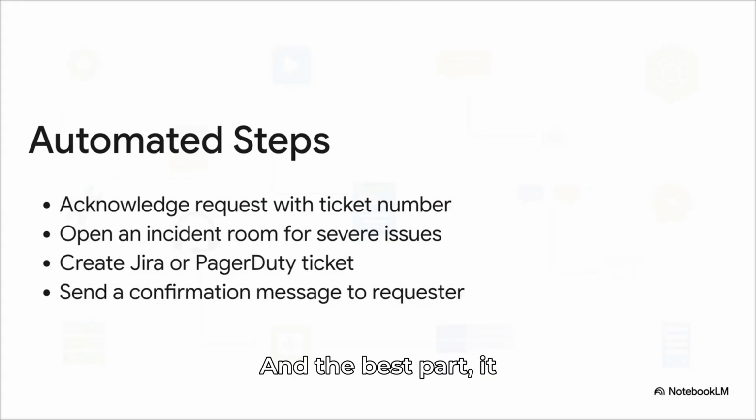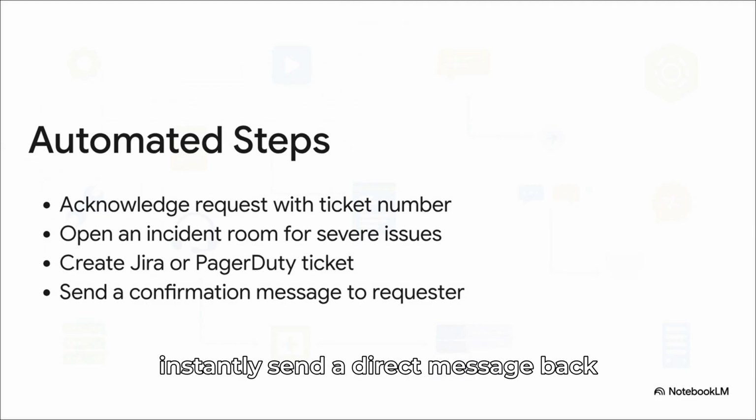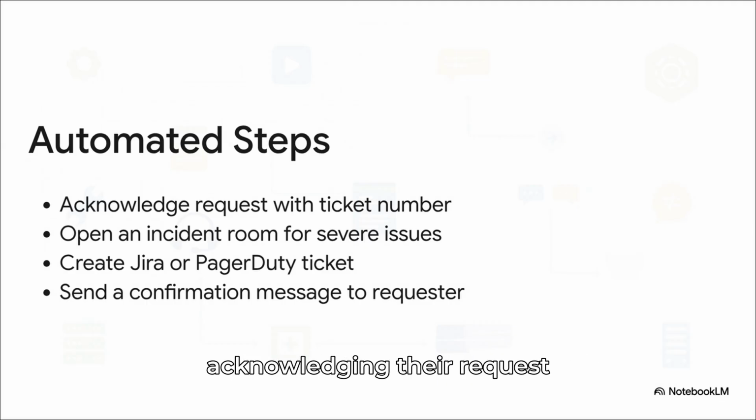And the best part, it doesn't just stop at posting a message. You can configure the automation to instantly send a direct message back to the user, acknowledging their request with an actual ticket number. For really severe issues, it can automatically spin up a dedicated incident room channel. It can even take all that form data and use a built-in connector to automatically create a Jira issue or fire off a PagerDuty alert. This guarantees that absolutely no request ever goes to die in your chat history again.